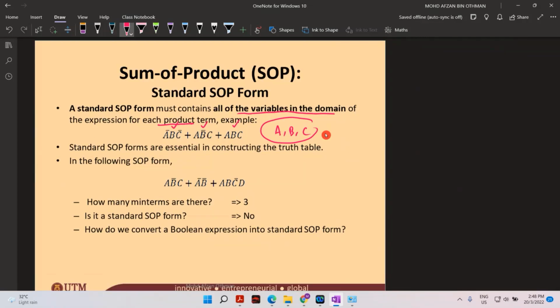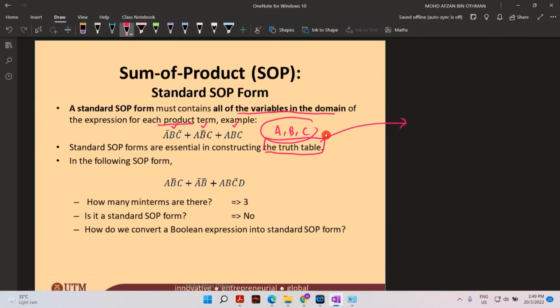Standard SOP form are essential in constructing the truth table. Kenapa kita nak dapatkan standard SOP? Because from this standard SOP, kita boleh plot kita punya truth table. By looking at this standard SOP, now we can plot the truth table without need to draw the logic circuits and then try the inputs one by one and find out what is the output. Tak perlu. So kita boleh directly transfer to truth table and come out with the output for each of the combination of inputs.